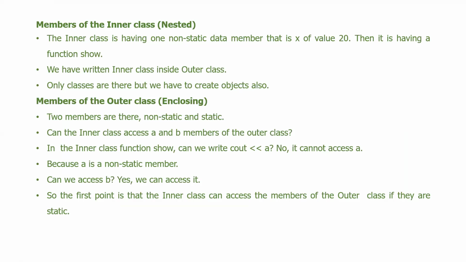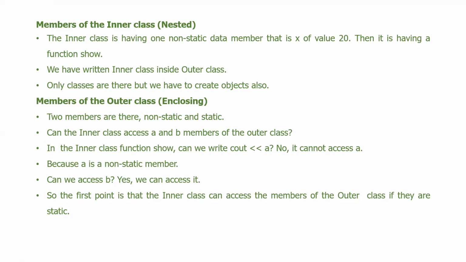So we have a few questions. Members of the inner class, the nested class: the inner class has one non-static data member, that is X with value 20. Then it has a function show. We have written the inner class inside the outer class. Only classes are there, but we have to create objects also. Members of the outer class.